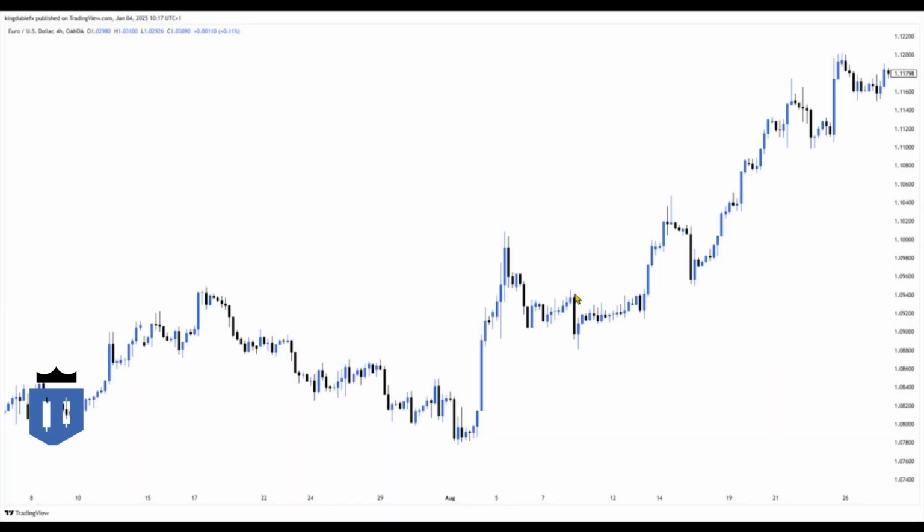So I want you to look at this. Don't pay attention to what you see on the left. Pay attention to what you see on the right. Now, what did you see? You can see that the market is trending to the upside. And do you know how you were able to know that?